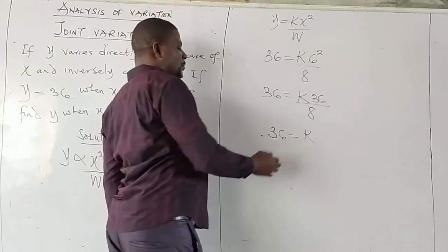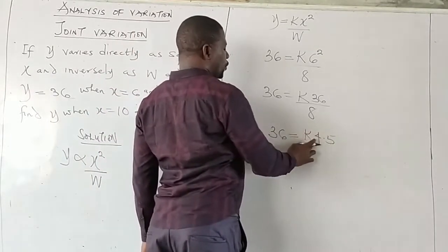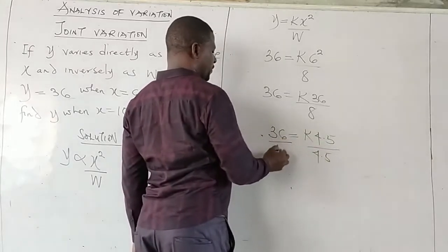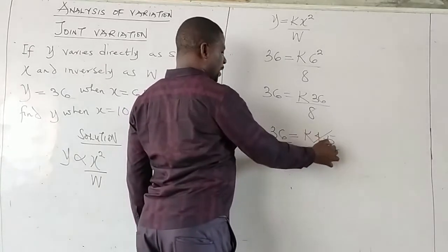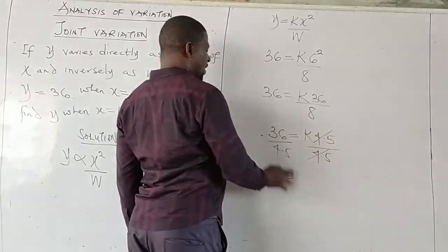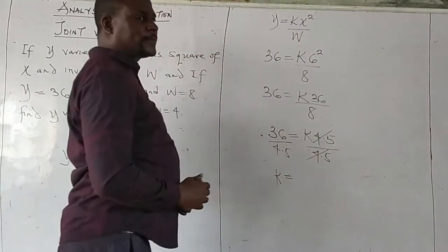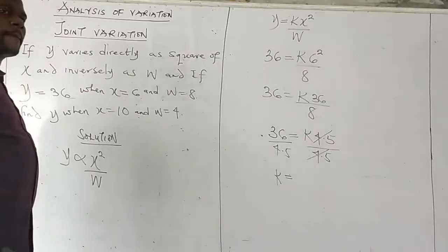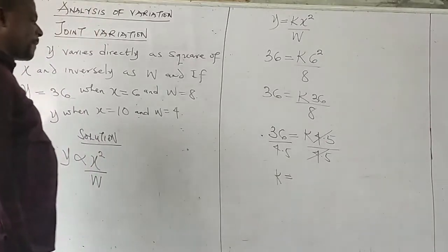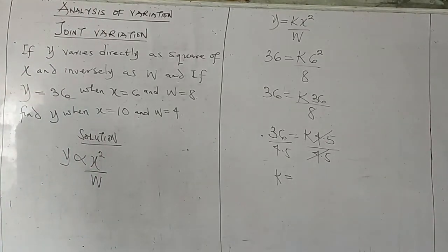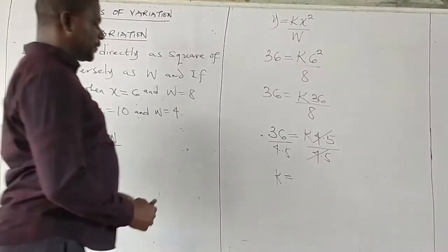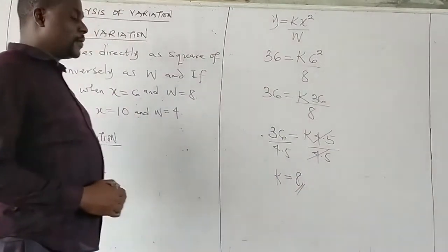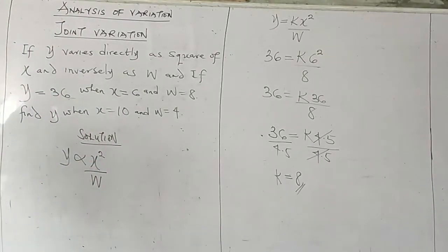4.5. And so you can still do 4.5. So for you to be able to get your k, you will divide both sides by 4.5. Okay. So this cancels this. Our k will now be 36 divided by 4.5. What's that? Eight. So 8.